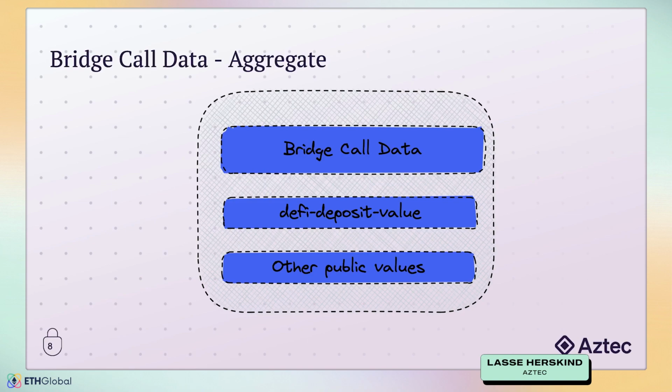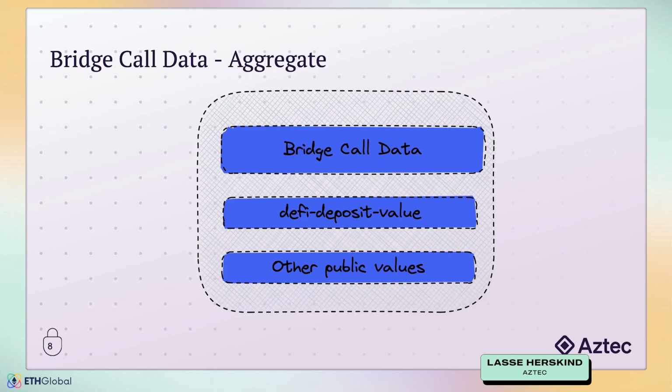So when you're doing a DeFi deposit or a transaction with a DeFi protocol from Aztec, you'll have this blob. It's a bit simplified, but you have this blob of data that is your transaction. It has some public bridge call data, which specifies what you will be interacting with, and a public value for the DeFi deposit, and there are a couple of other public values. So here you can essentially see the amount that will be deposited into this DeFi transaction, but you cannot see from whom.